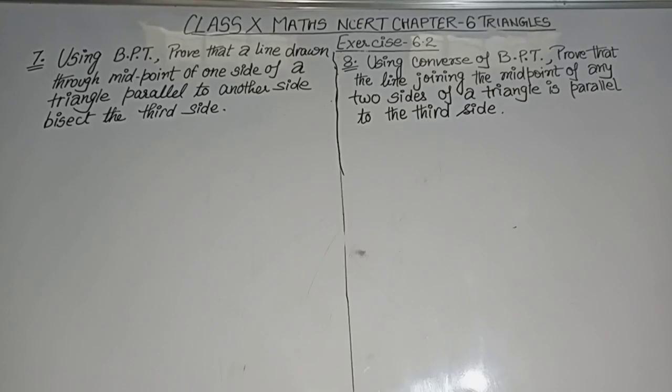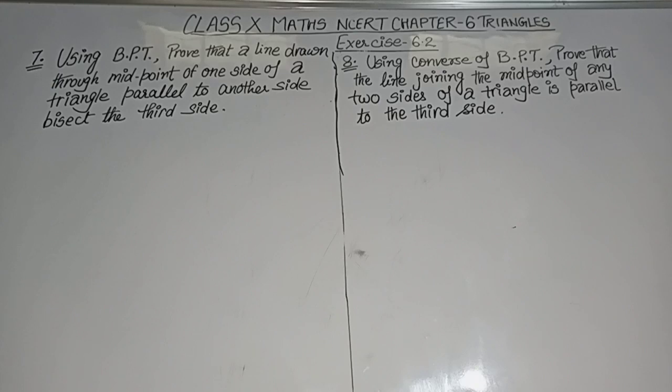Hello class, in this video we will study class 10th maths NCERT chapter 6 Triangles, exercise 6.2, questions number 7 and 8. In the previous video we did questions 1 to 6 of exercise 6.2. In each video of exercise 6.2 I told you to please go through my third and fourth videos, where I have explained the basic proportionality theorem and the converse of the basic proportionality theorem.